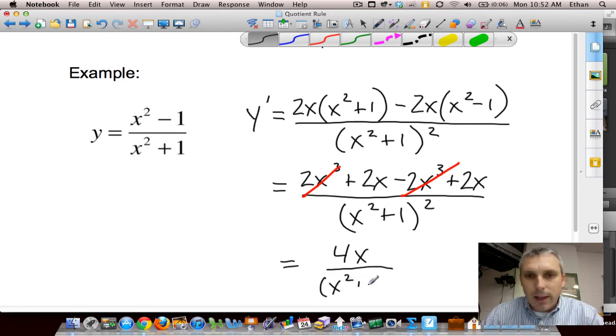So this is my y prime, also known as my f prime of x. And that is my derivative of the original function. Plug in x, you get your slope of this curve.